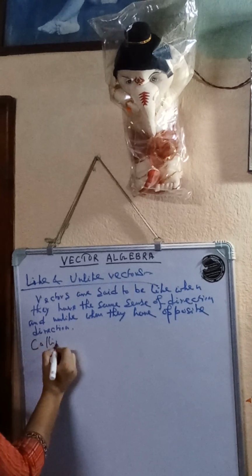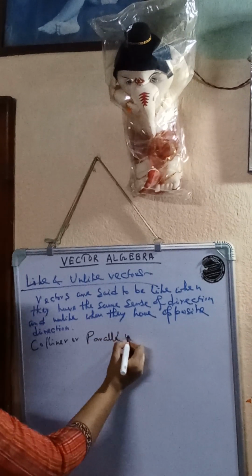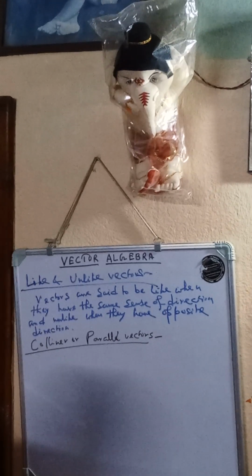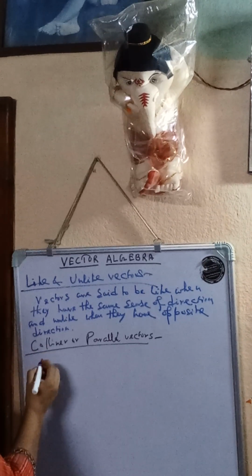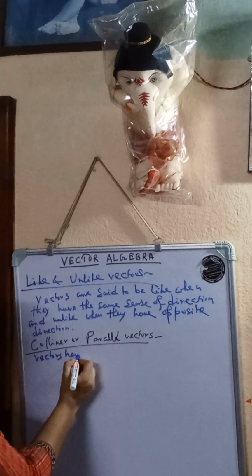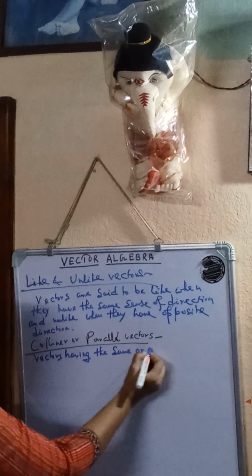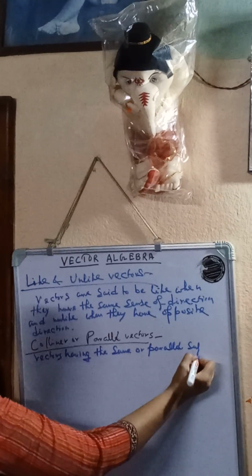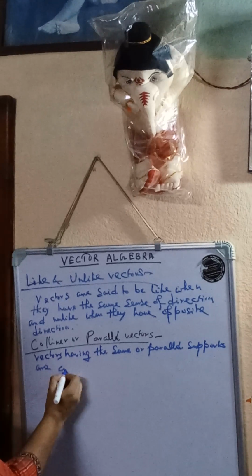Linear or parallel vectors. Vectors having the same or parallel support are called collinear.